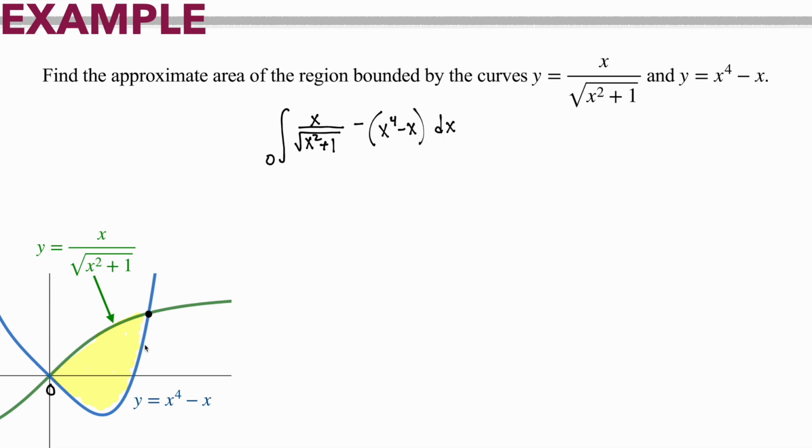So the first thing we do is we need to set them equal to each other in order to figure out what this number up here is going to be. So x over, and we're going to set that equal to x to the 4th minus x. Now, we can solve this, which might take a little bit of time to solve something like this, or we could graph it, and we're looking for the intersection.